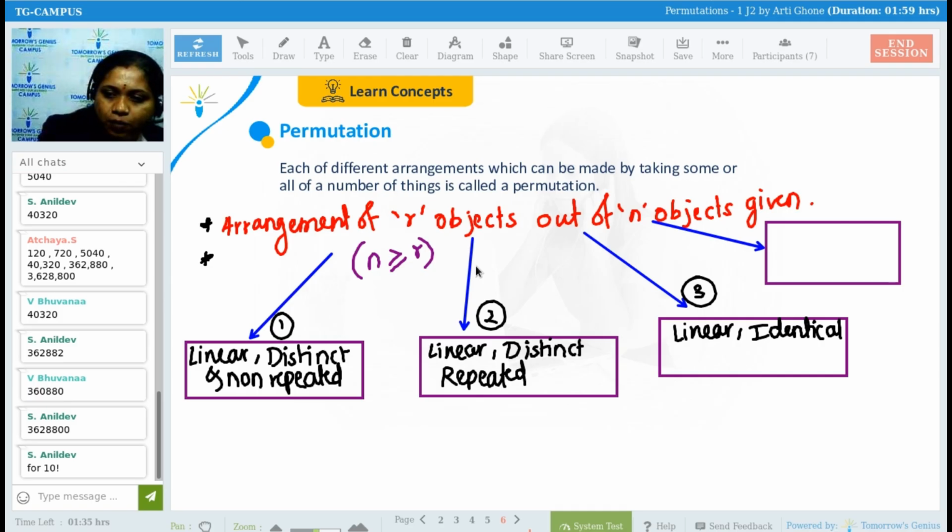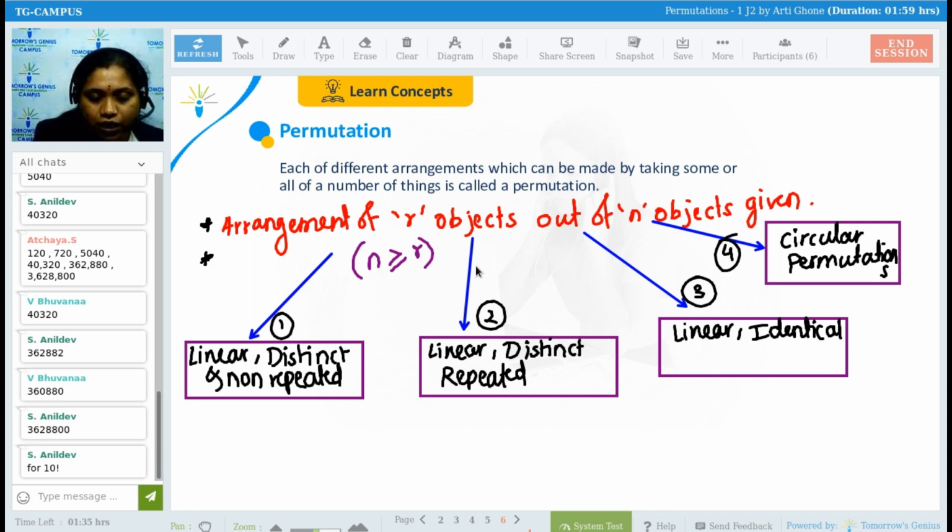And the fourth one is the circular permutation. So we are covering the first and second in the J1 session, J2 session, that is today. The third will be covered in the next session, and the fourth will be covered in the session after that, that is J4. Okay, clear? But these are all permutations only. Up to this is clear, what we have to learn.